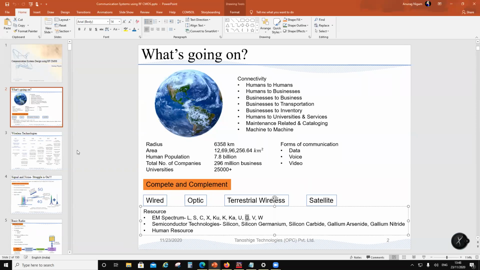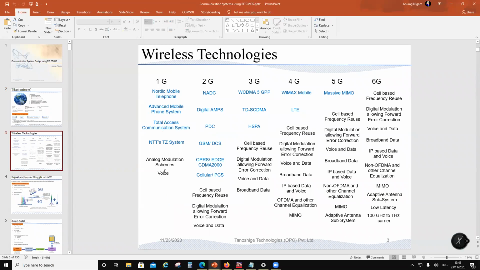Okay, wireless technologies, I started with 1G. And this is analog communication. This is mostly voice, and there is no data anywhere here. Okay, this was way back in like 96, 97, 98, something like that.